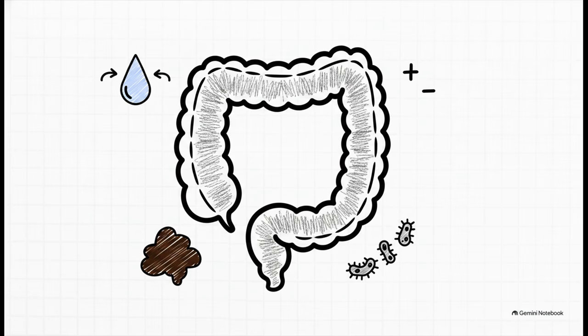But the primary physiological goal here completely changes. Instead of soaking up macronutrients, the large intestine focuses on absorbing leftover water and electrolytes. It's also home to incredibly important gut bacteria that actually produce things like vitamin K. And finally, it consolidates all that remaining waste into feces for elimination.